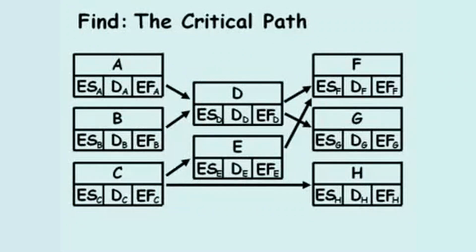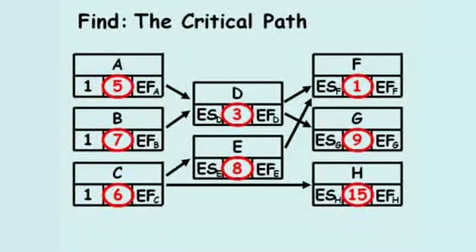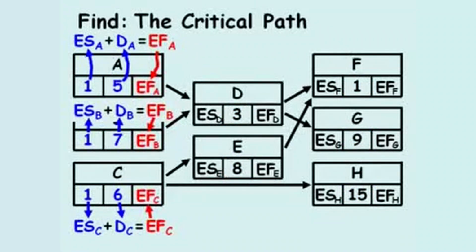Unless otherwise stated, we'll assume the early start of the entire project equals 1. Also, we can add in the duration of time it takes to complete each activity, which was provided in the problem statement. The early finish of activities A, B, and C equal 6, 8, and 7, respectively.